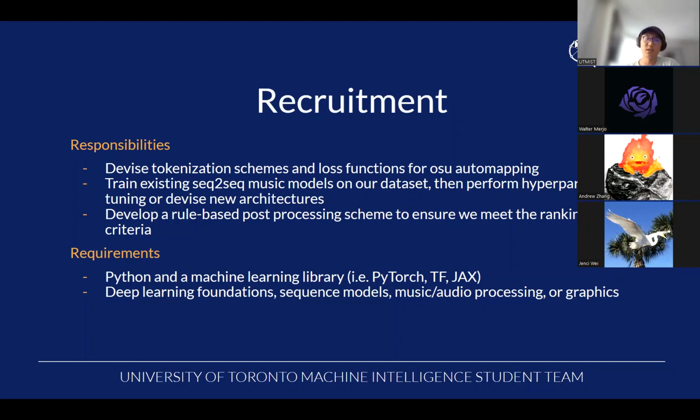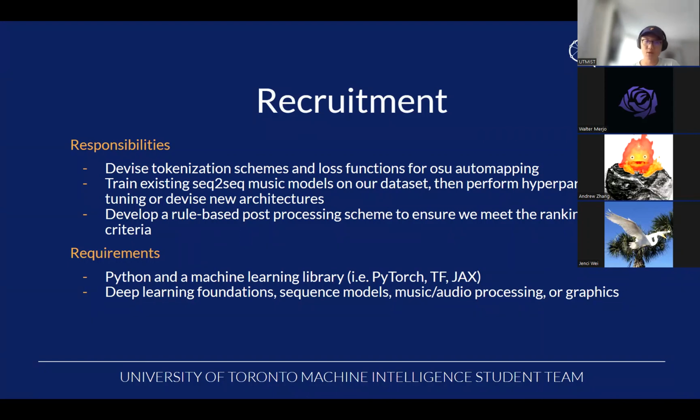And finally, it is to develop a rule-based post-processing scheme to ensure that we meet the ranking criteria. The reason behind this is the ranking process takes a relatively long time, perhaps on the intervals of months. So it is good to have our own quantitative metric that measures what is a good beat map that is generated by the model.